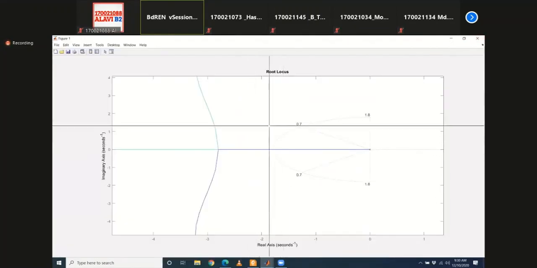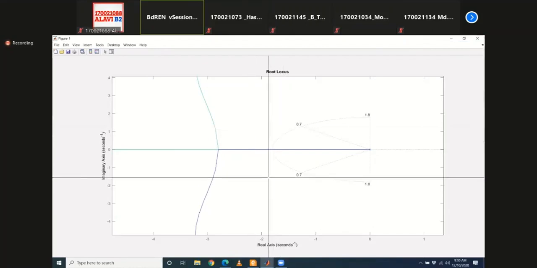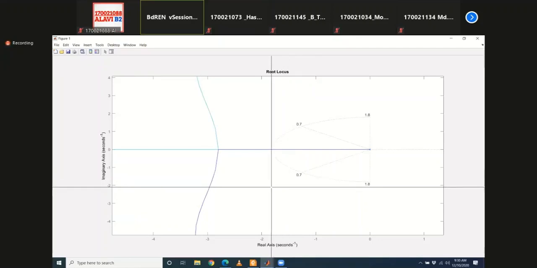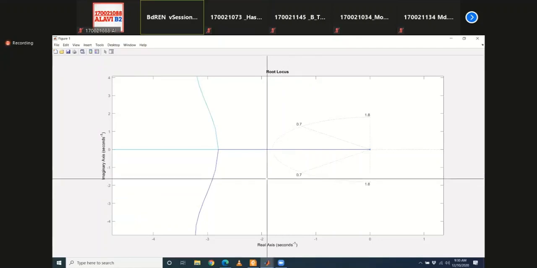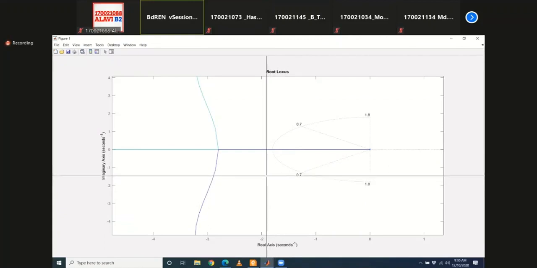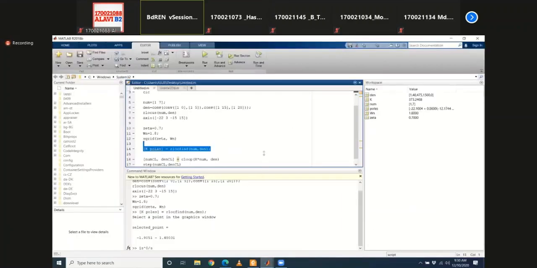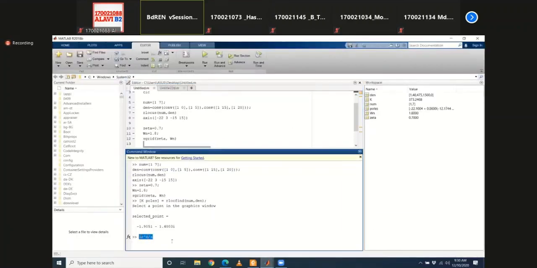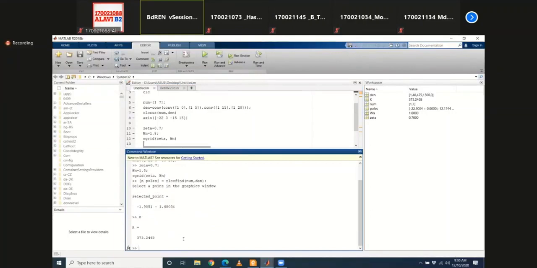Now you can see that there's a pointer which we can use to select any point, right? So let's select here, for example. This is correct, right? Outside the semicircle and also within the two lines at this point. Okay, I've clicked. Now if you take a look back at the command window, you'll see the selected point. And now if you type K, you'll get the gain that is associated with that point, 373.24. And poles: these are the 4 poles that you obtain if you use a gain of 373.25. So you'll get these 4 closed loop poles.